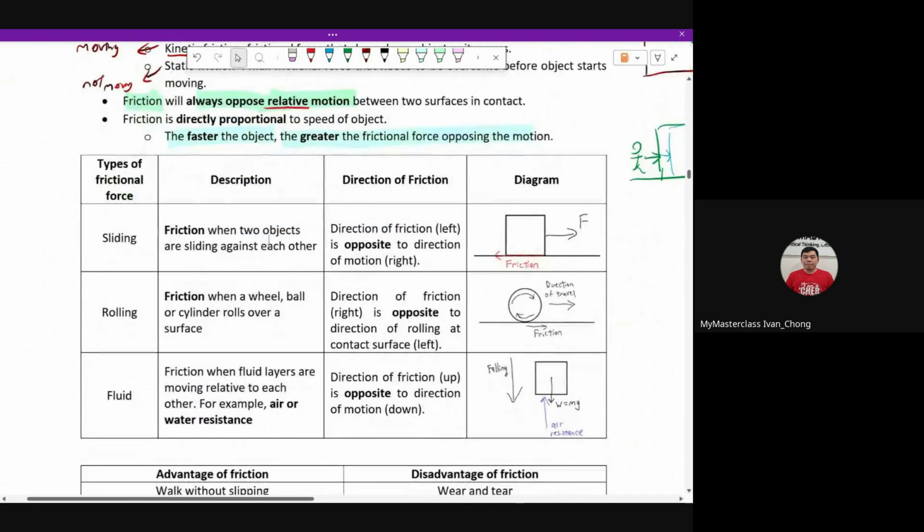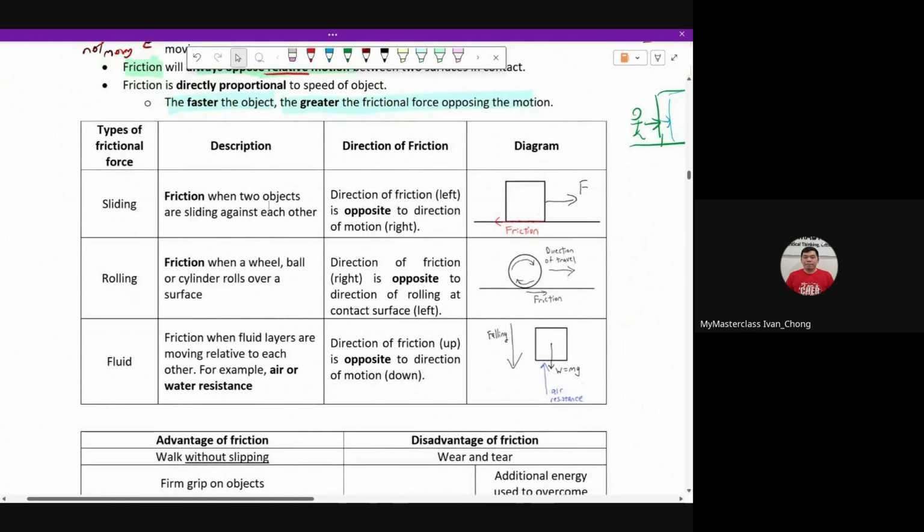Now you have three different types of friction itself. You have your sliding friction, which is the standard one. We will draw it from the middle of the box. Okay, maybe I use blue color to make it clearer. You will use this F.